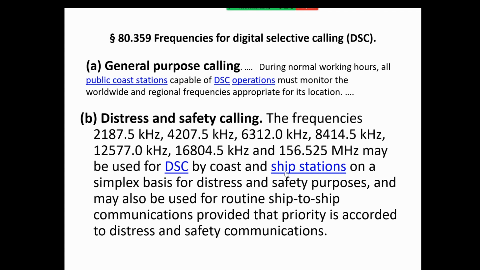They can be used by ship stations on a simplex basis for distress and safety purposes, and we're going to talk about simplex a little more today too. They may also be used for routine ship-to-ship communications, provided that the priority is accorded to distress and safety communications. Some of these are not going to be used all that often for distress. I mean, the 12 megahertz is probably not going to be used nearly as much as the channel 70 or the 2187, 2182. I'll look at that a little closer as we go here.